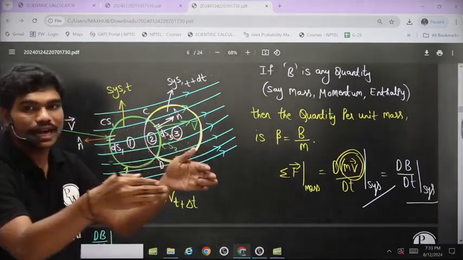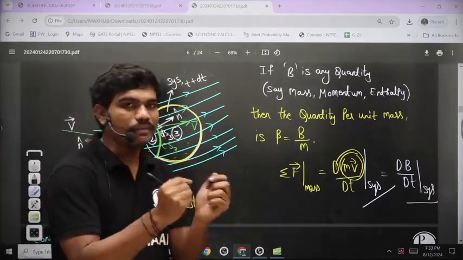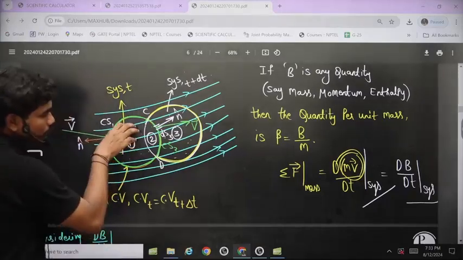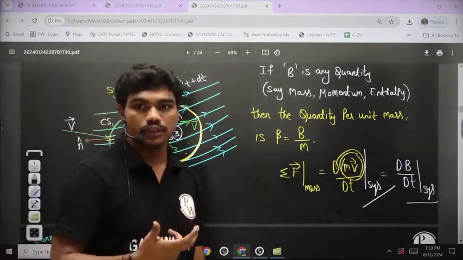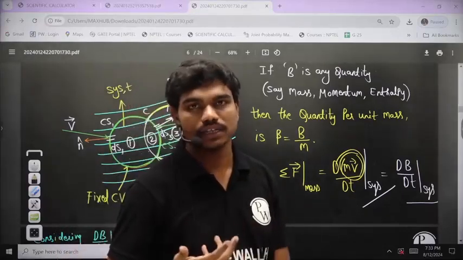Suppose there is a sudden diversion or sudden contraction of the pipe, then what happens? The velocity of the particles here and here will not be the same. So the particles' velocity gets changed, because of which the momentum of the particles can change actually.